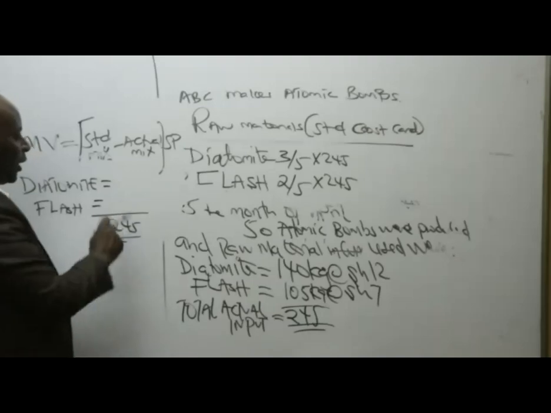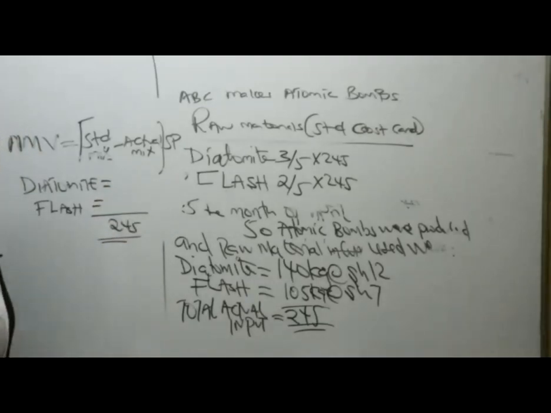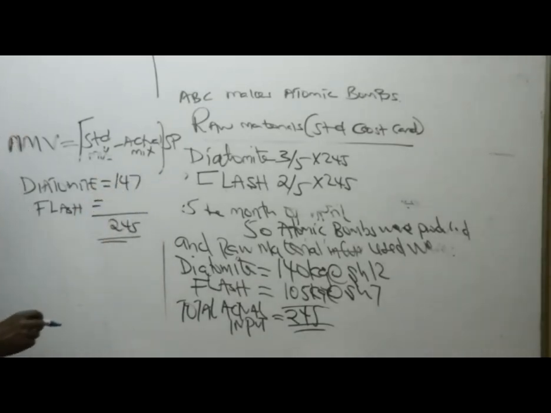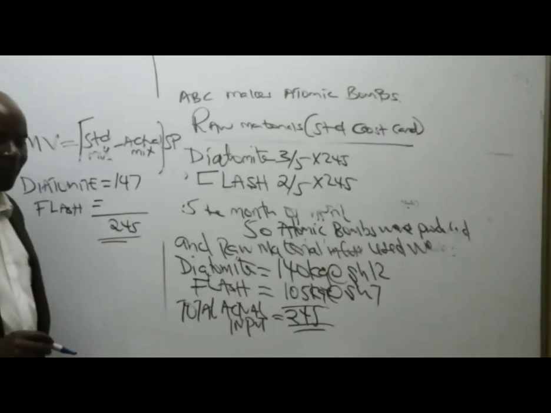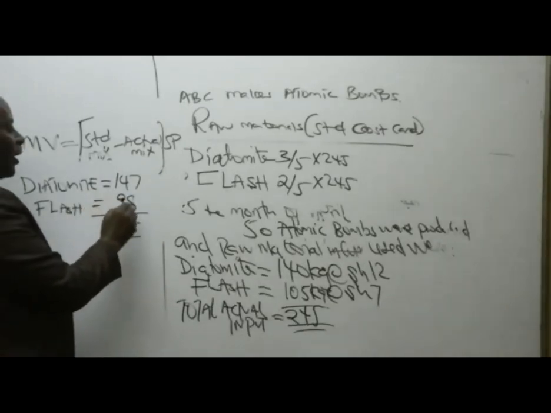Ya diatomite. 3/5 times 245. Mera na niambia ni 147. How about ya flash? Ya flash inakuja ngapi? Somebody 98. Thank you very much. Like that. Thank you very much.